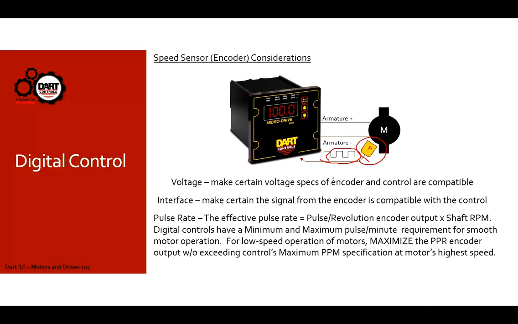So there's going to be a minimum and a maximum. What you want to do is have the highest pulse per revolution output possible encoder you can, to have the control operate well at the lowest speed needed, but then also make sure and look at the maximum speed needed on the motor to make sure the product of PPR and motor speed do not exceed the maximum spec of the control.